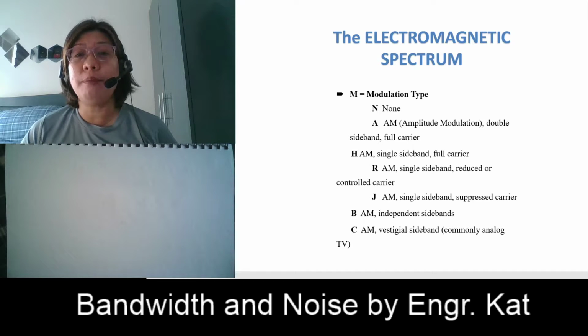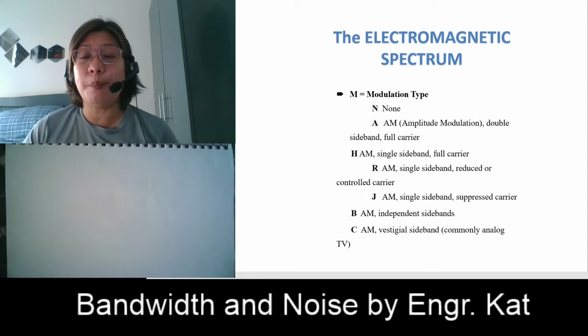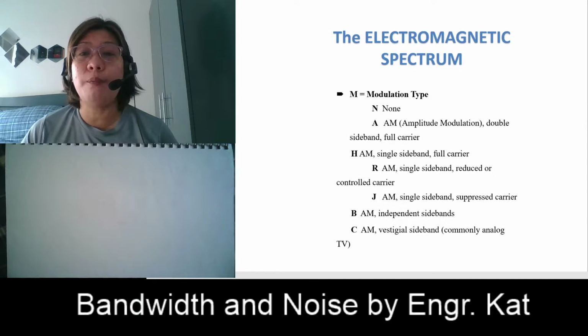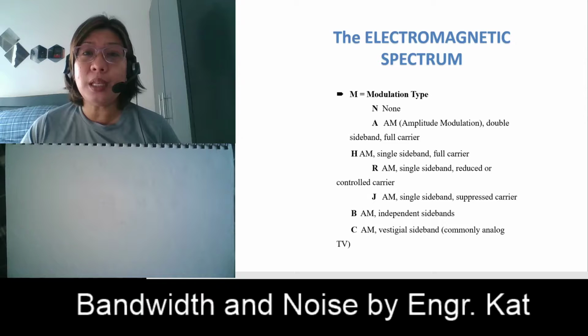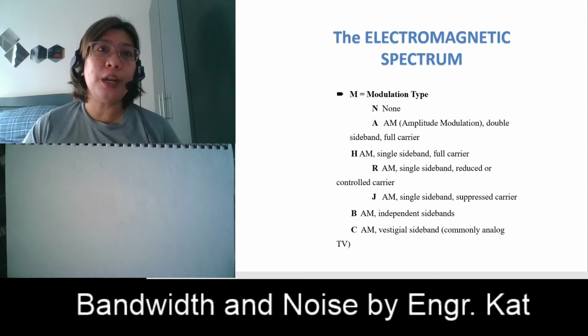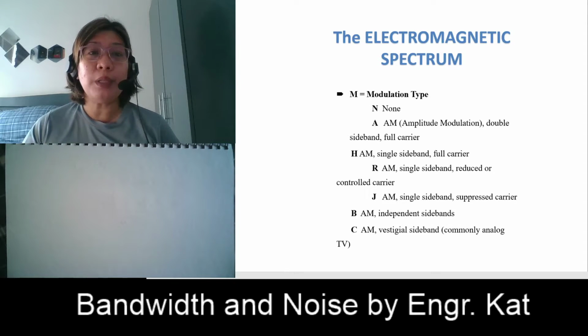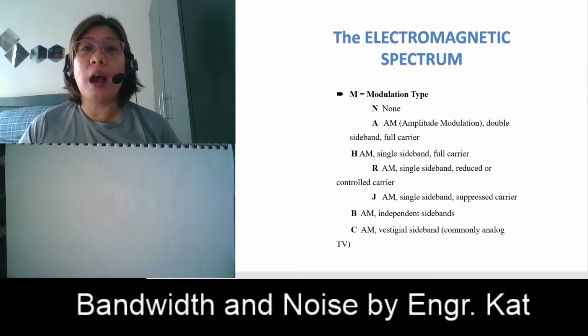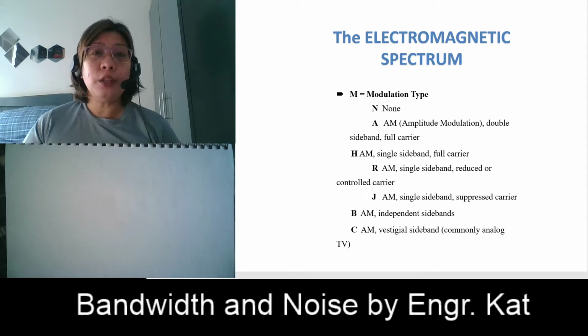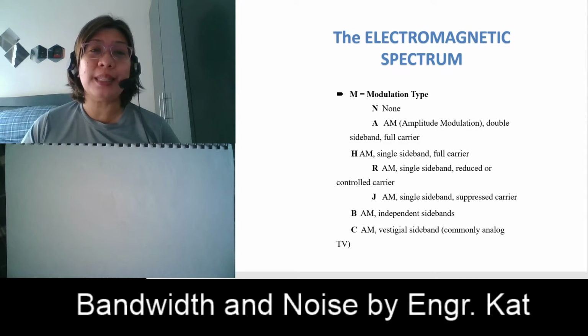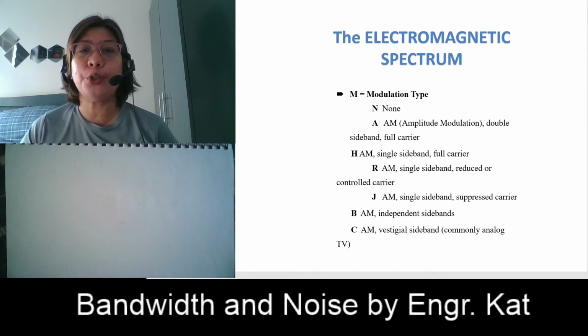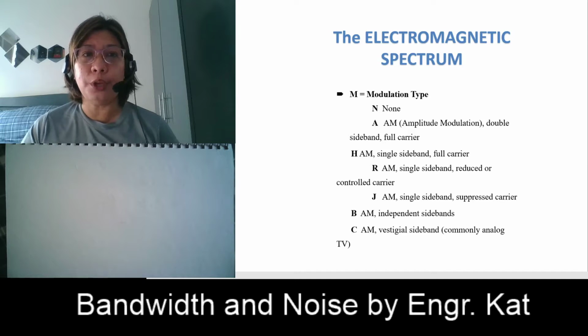J, you have AM single sideband suppressed carrier. You have B, AM independent sidebands. C, you have AM vestigial sidebands. So this type of AM, we're going to define that in the future. Okay, so our example earlier is A3E. So A, that means the type of modulation that you are using is the standard AM. So what do we mean by standard AM? Standard AM is your double sideband with full carrier.